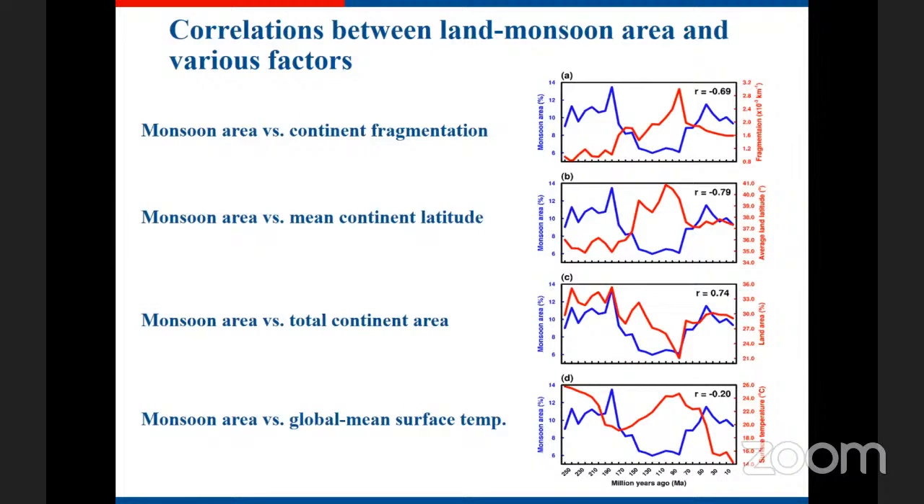Then we can look at the mean continent latitude. That means on average where the continents are located. We can also find if a continent is located at a higher latitude.